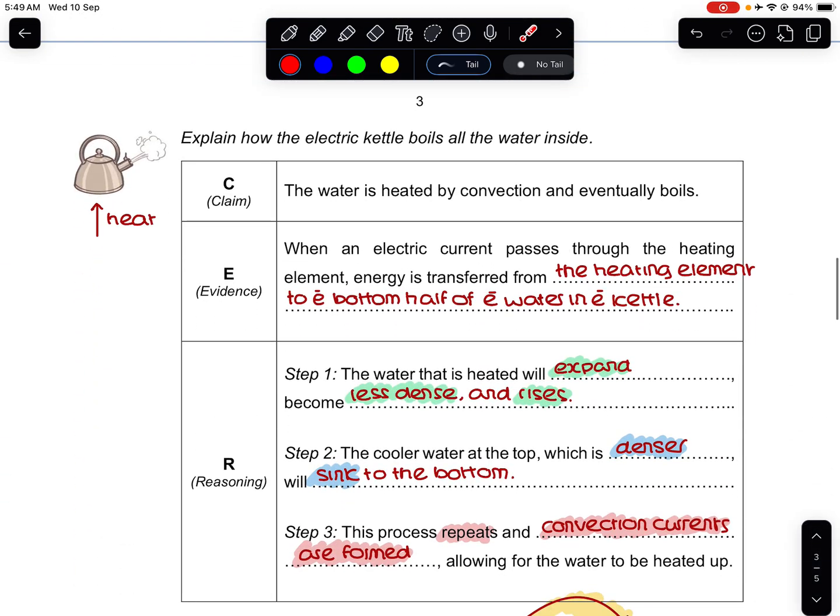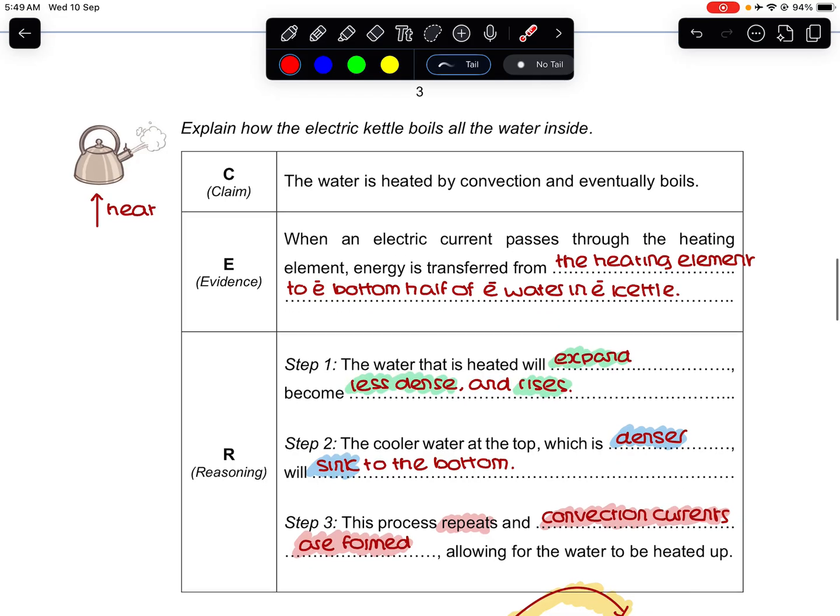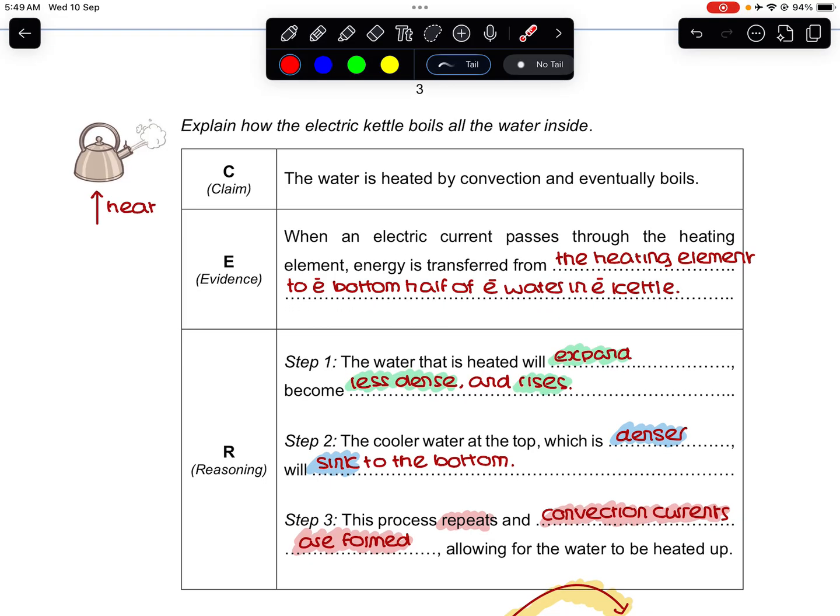Let's take a look at one last example before we try the questions on pages 3 and 4. Explain how the electric kettle boils all the water inside. The heat will happen from the bottom, very similar to the previous question. Let's adopt this CAR method to break down the question. The claim in this case is that the water is heated by convection and eventually boils. The evidence is that when electric current passes through, the heating element will heat up the bottom half of the water, and therefore energy will be transferred in this manner.